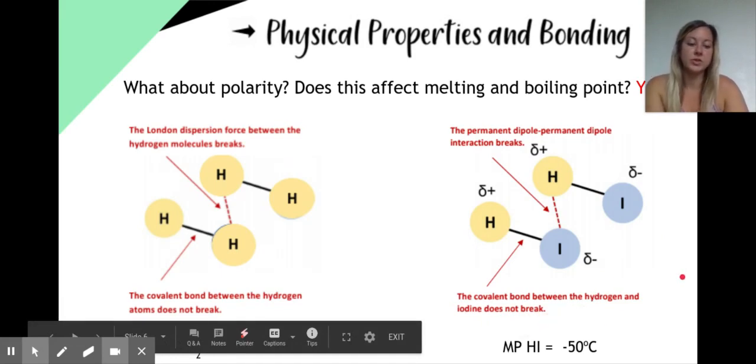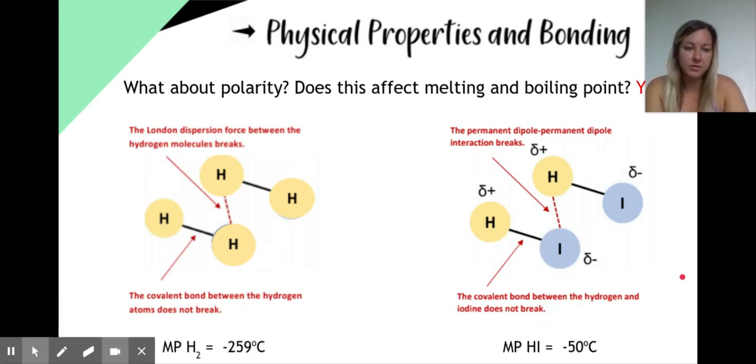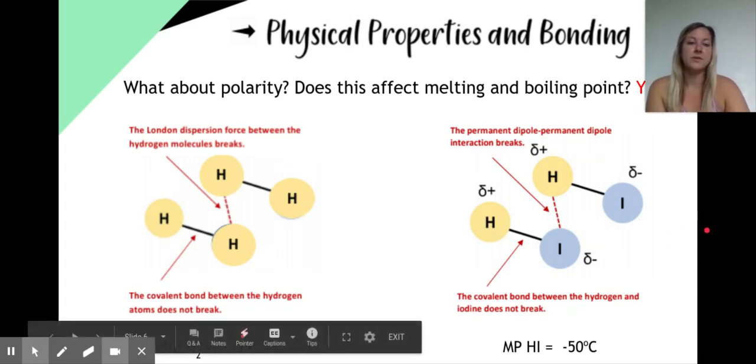It requires a greater amount of energy to break a permanent dipole interaction than it does to break a London dispersion force, because London dispersion forces, as we know, are much, much weaker forces of attraction. So polarity definitely does affect melting and boiling point for that reason.